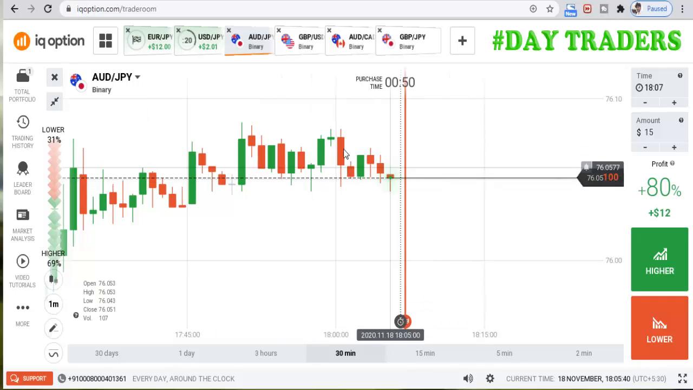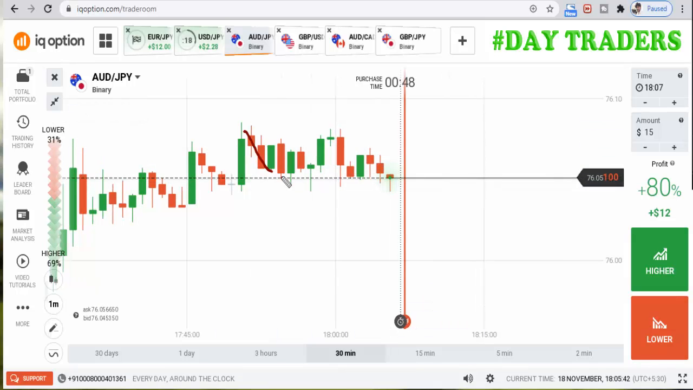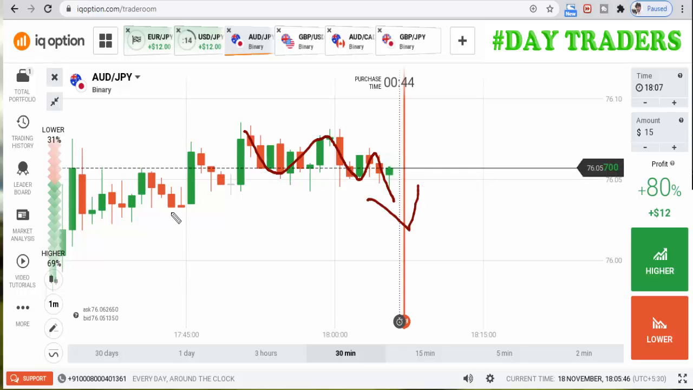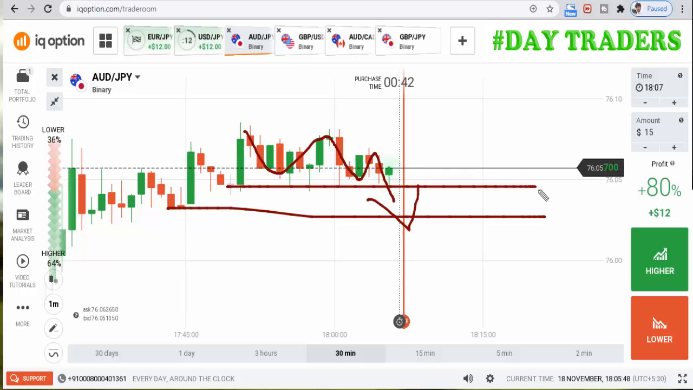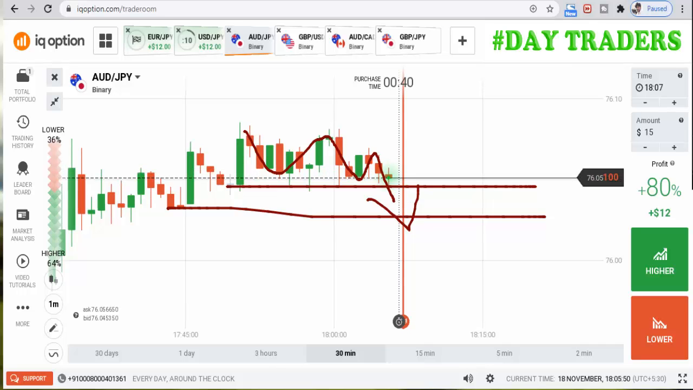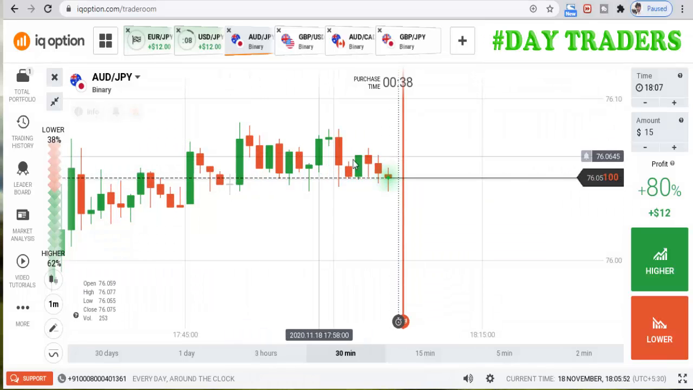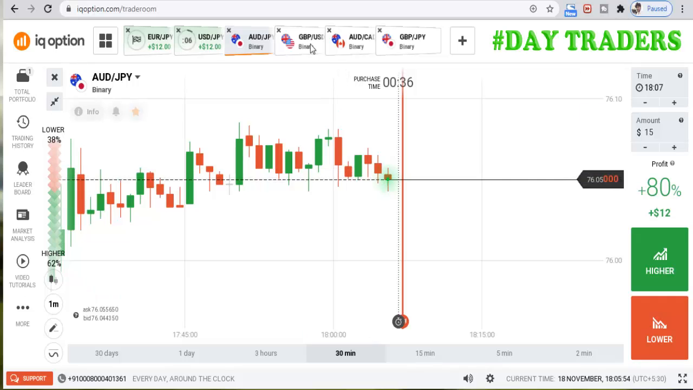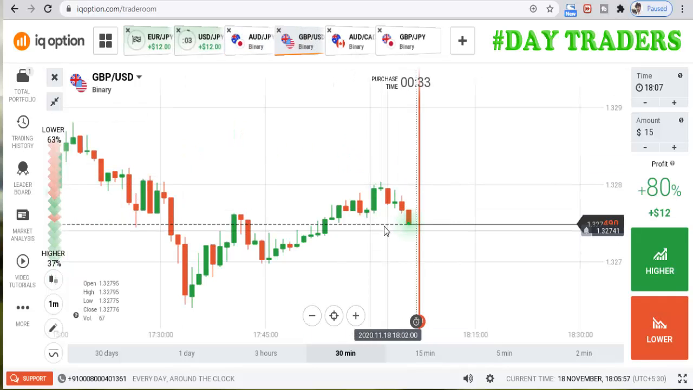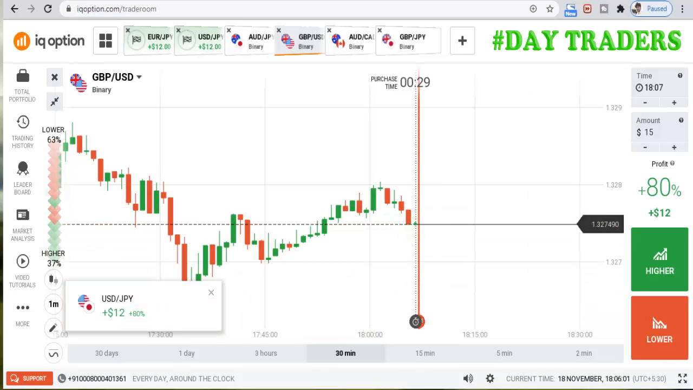And this is a downtrend market. It's going to go more down. This is a double bottom. Okay. Next buyers' entry point is here. But this is a ranging market. There is a 50-50 chance. Okay, we'll place a lower option.